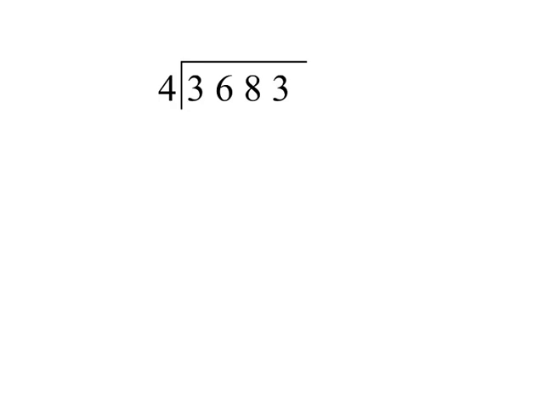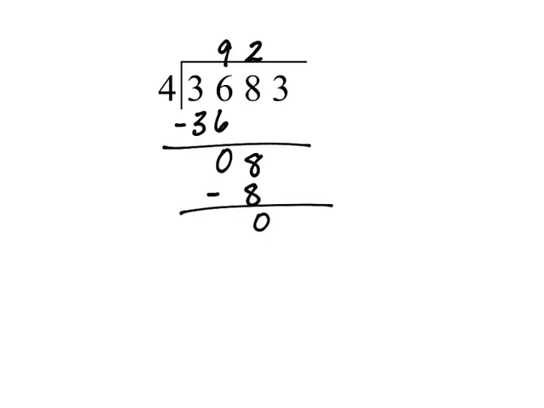All right, I cannot get a group of 4 out of 3. I can get it out of 36. So I can get 9 groups of 4 out of 36, and of course 9 times 4 is 36. Let's subtract. It's a 0. I'm going to bring my 8 down. Now, how many groups of 4 can I get out of 8? Well, I can get 2 of those. 2 times 4 is 8. I'm going to subtract and have 0.